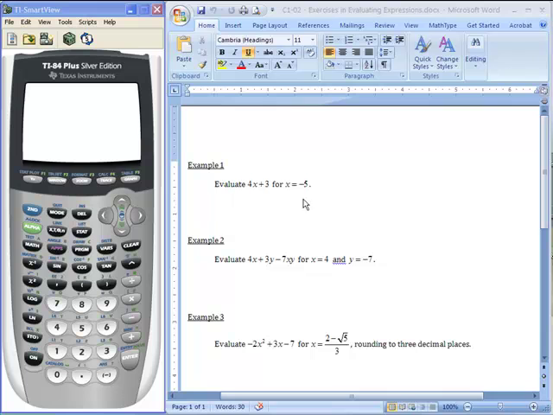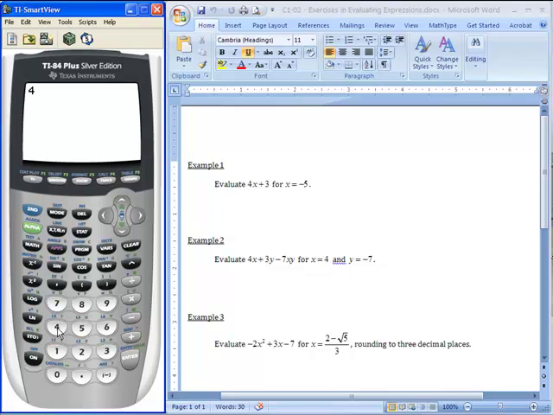5. That means we want to take the value negative 5 and put it in place of x within the expression, and then use our order of operations rules to figure out what that expression value is. So on the calculator, we'll start with the 4 in 4x plus 3.